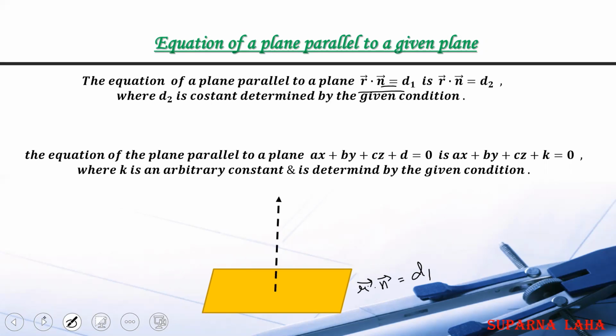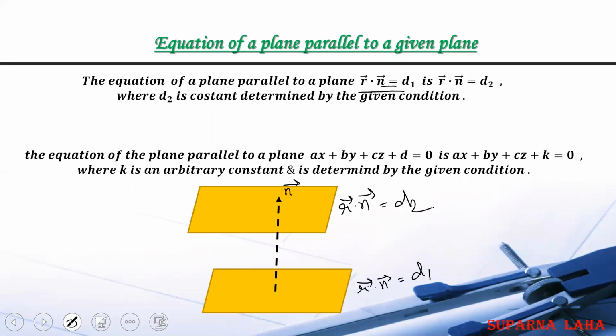So vector n is what? Perpendicular to the plane. Now taking any parallel plane to it, this vector n is also perpendicular to the parallel plane. So we can write down the equation of the plane: vector r dot product with n equals any constant d2, and d2 can be determined by the given conditions.